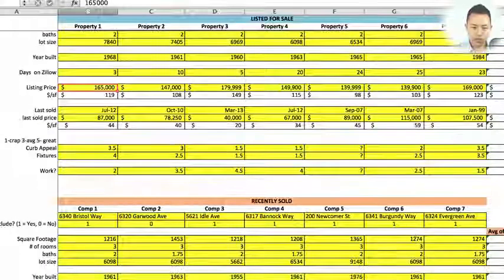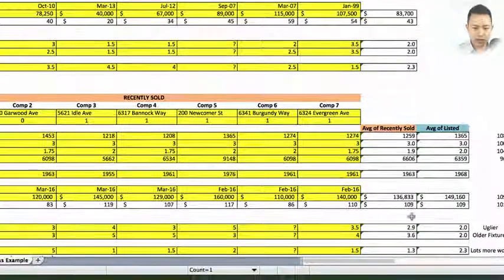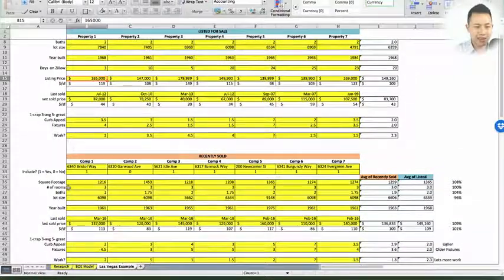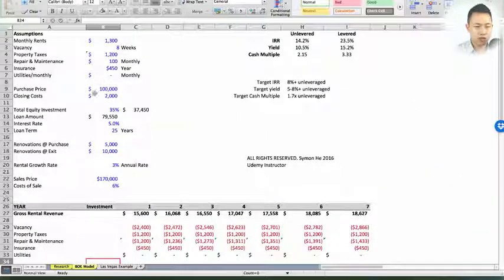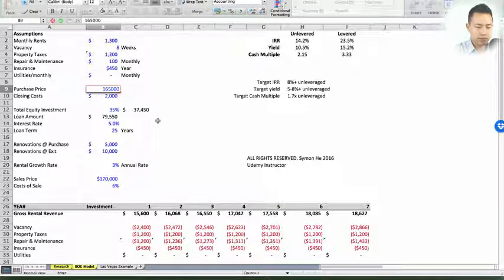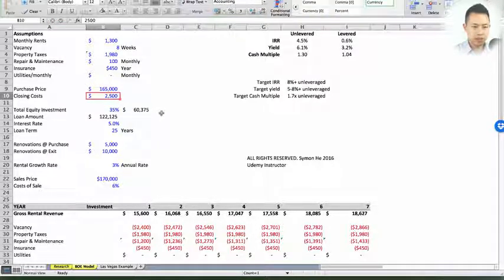And now when we looked at recent sales comps, we noticed that there's really no discount or premium, right? So let's assume that we would have to pay listing price for it. So this is where we go to the BOE model, putting in the purchase price, okay? And I'm going to leave, let's say, 2,500 for the closing costs.